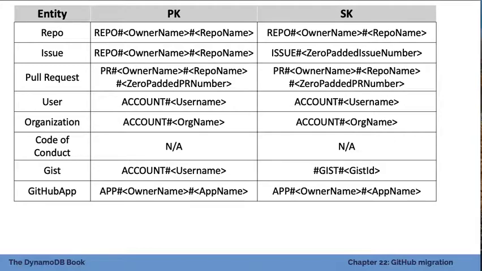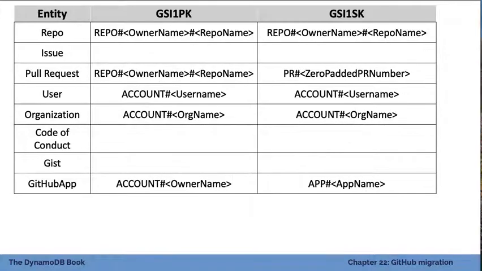You can see we've added that GitHub app at the bottom. The PK is going to be app hash owner name, hash app name. The SK is going to be the same. If we go over to that GSI1, you can see that user and organization both have new attributes there. They're both going to be account hash and then account name, which will be username for the user and org name for the organization. Likewise, that GitHub app is going to be account hash owner name, which will put it in the same item collection as its owner, whether that's a user or an organization. And then that GSI1 SK is going to be app hash app name.